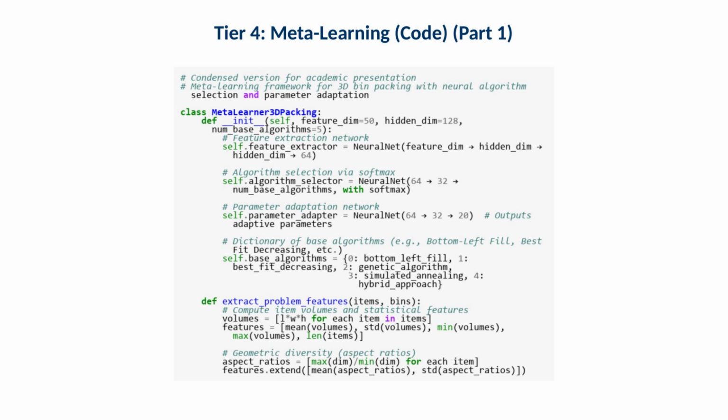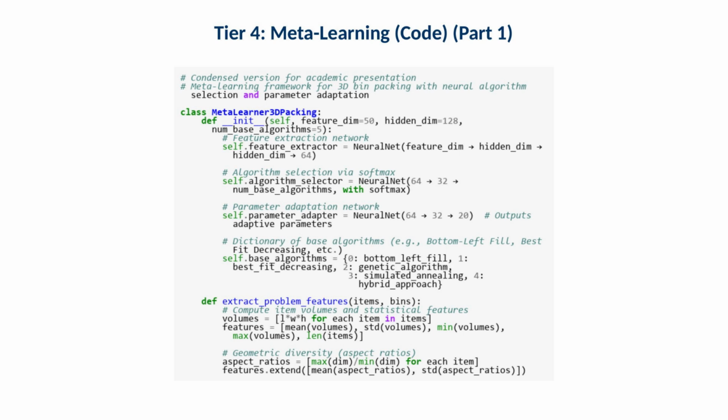The key class visible here is the meta-learner 3D packing class. Key functions in this chunk include initializer and extract problem features. As you read it, track what is computed, what is stored, and what gets updated each iteration. Also check stopping rules and guardrails so iterative logic stays stable and does not drift.